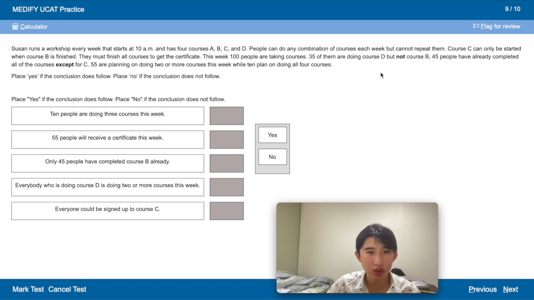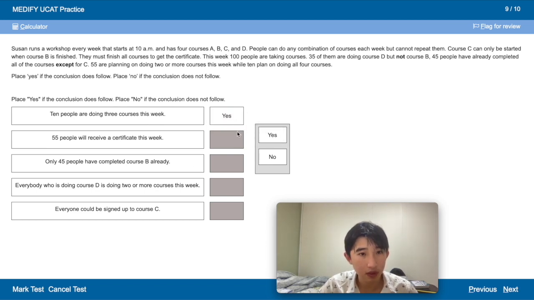55 are planning on doing two or more courses this week, while 10 plan on doing all four courses. Okay, figure it out. 10 people doing three courses this week. Yes, actually, yeah. 55 received a certificate this week.